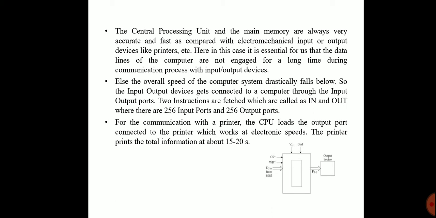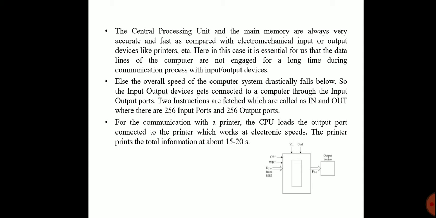Now we are going to discuss input and output interfacing. The central processing unit and main memory are very accurate and fast compared with electromechanical input and output devices like a printer. In this case, the data lines from the computer should not be engaged for a long time during the communication process with the input and output device, otherwise the overall speed of the computer system drastically falls. So the input and output devices get connected to a computer through the input output port.